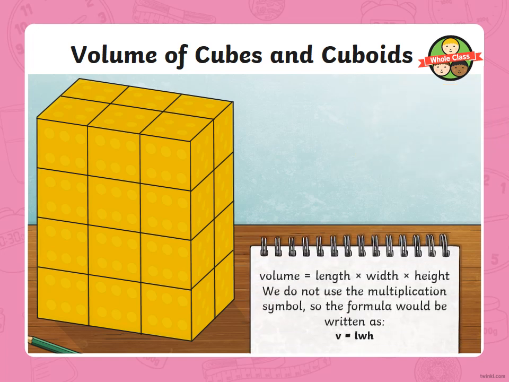Super. So just as we just discussed, it would be volume equals length times width times height. We don't need to use the multiplication symbol, so the formula would be written as V equals LWH. V standing for volume, L for length, W for width, and H for height.